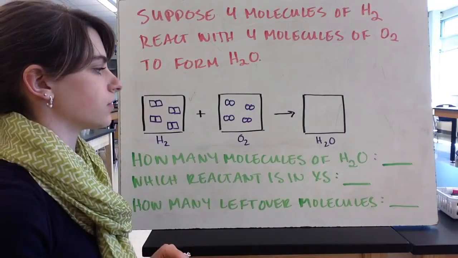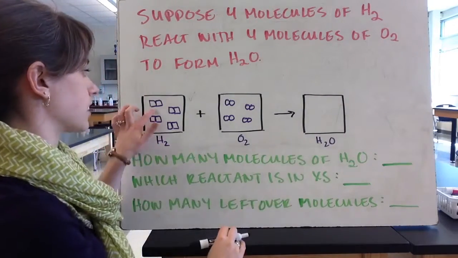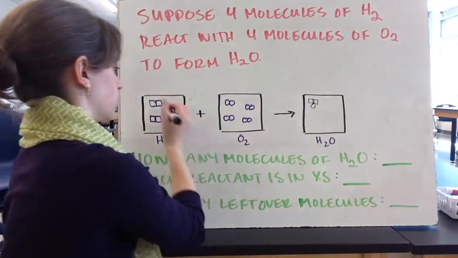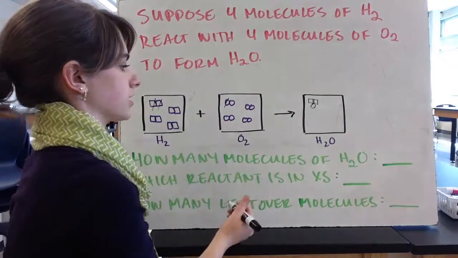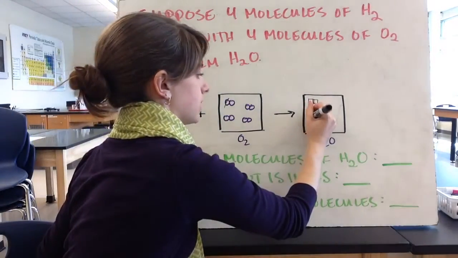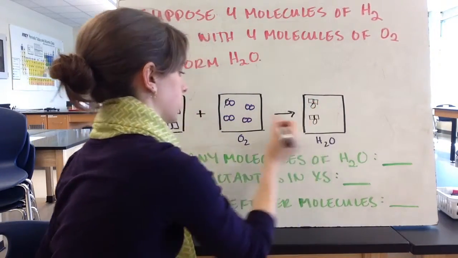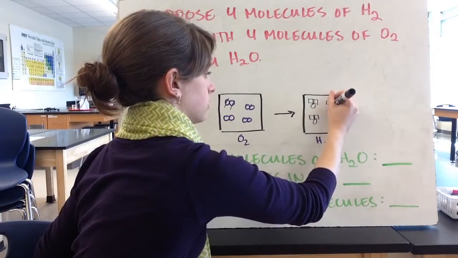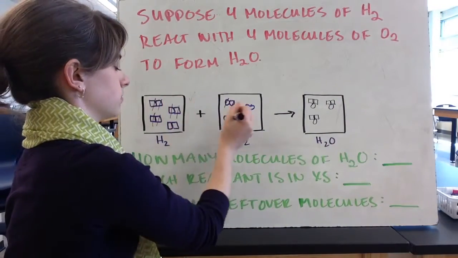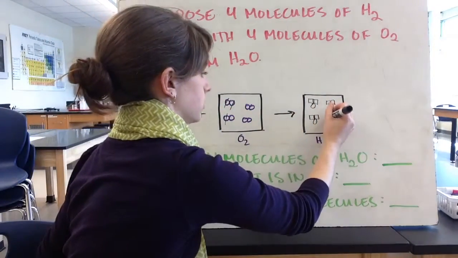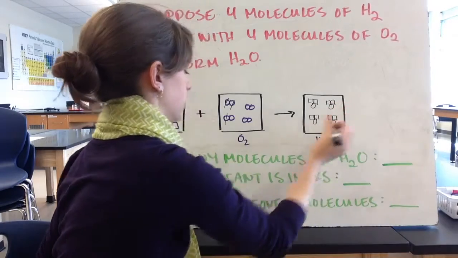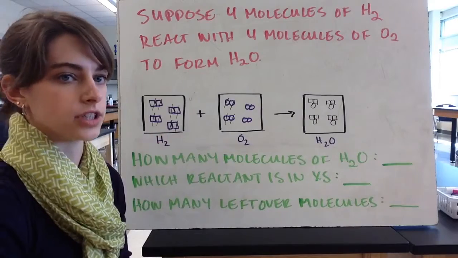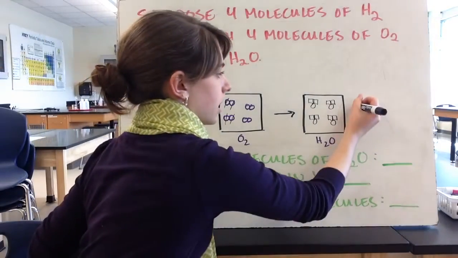So we know that for every 2 hydrogens, you need 1 oxygen. So if we have 2 hydrogens, we use 1 oxygen. So 2 hydrogens and an oxygen. We still have more. Let's keep making them. 2 hydrogens and an oxygen. 2 hydrogens and an oxygen. 2 hydrogens and an oxygen. So we've now used up all of our hydrogens, but we have leftover oxygens.